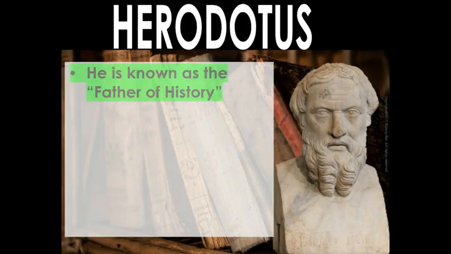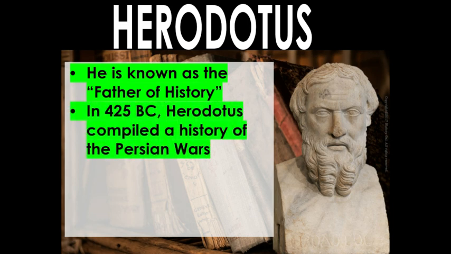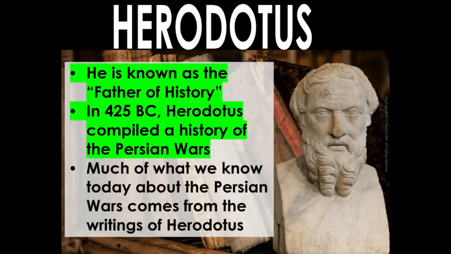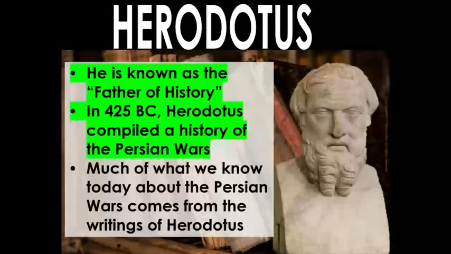Herodotus. He is known as the father of history. In 425 BC, Herodotus compiled a history of the Persian Wars. And much of what we know today about the Persian Wars comes from the writings of Herodotus.